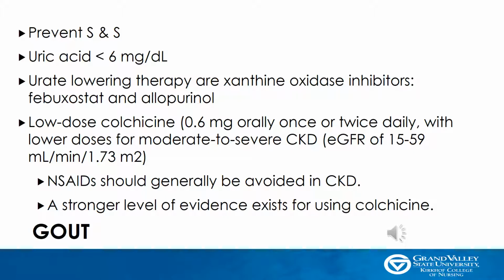So although low-dose non-steroidal anti-inflammatory drugs such as naproxen are recommended by the American College of Rheumatology, they are not recommended by nephrology and should generally be avoided with any level of chronic kidney disease. So once again, for patients that have chronic kidney disease, you may not want to prescribe NSAIDs for pain control. You might be better off going with colchicine at 0.6 milligrams once or twice daily.